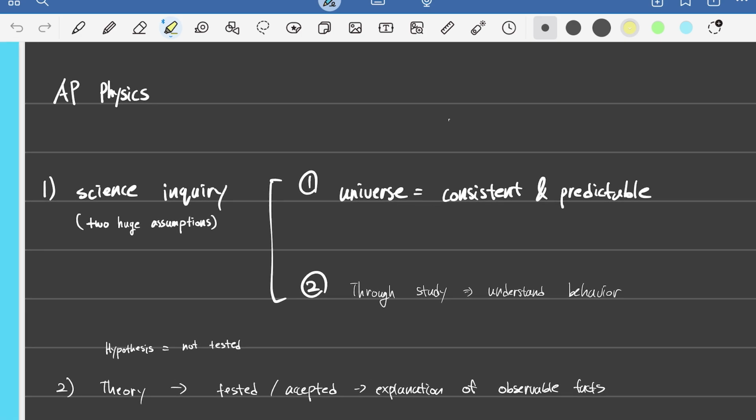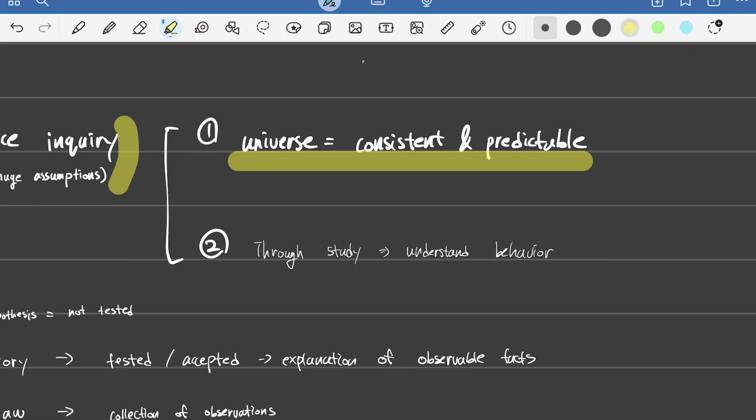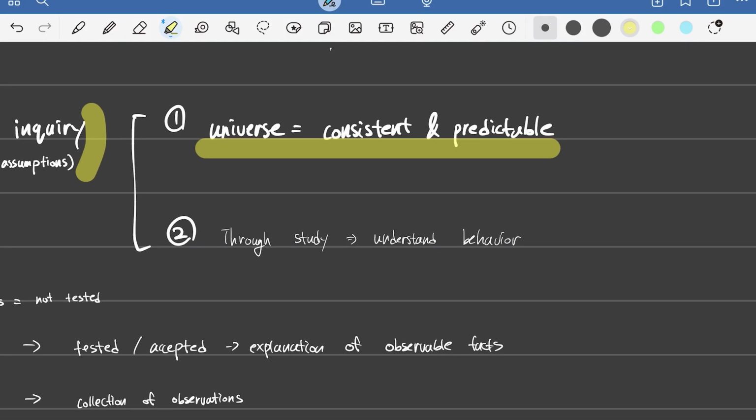So AP Physics starts with the science inquiry. I don't know what it means, but it just starts with science inquiry. So the first big assumptions. Oh yeah, science inquiry means the two huge assumptions that you have. So the first biggest assumption would be that the universe is consistent and is predictable. And the second assumption is that through study, we can understand the behavior of this universe.